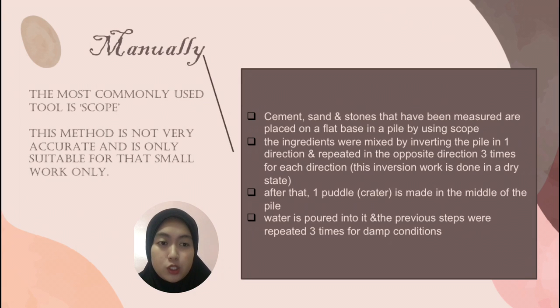Cement, sand, and stone that have been measured are placed on a flat base in a pile using a scoop. The ingredients are mixed by turning the pile in one direction and repeating in the opposite direction 3 times for each direction. This turning work is done in a dry state. After that, a puddle is made in the middle of the pile. Water is poured into it and the previous steps are repeated 3 times for wet conditions.